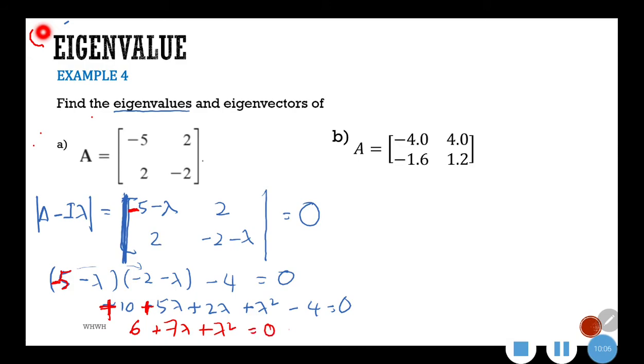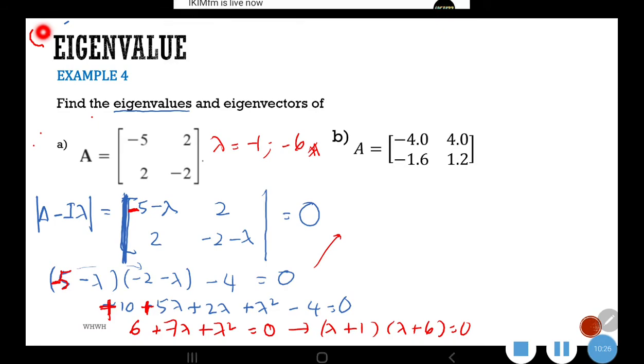From here, we can factor. We get lambda plus 1, lambda plus 6 equals 0. There you go. We are now able to find lambda, where lambda equals -1 and -6. Alright, so we're done finding the eigenvalues for matrix A, part A. We get lambda equals -1 and lambda equals -6. Now let's proceed to find the eigenvectors.